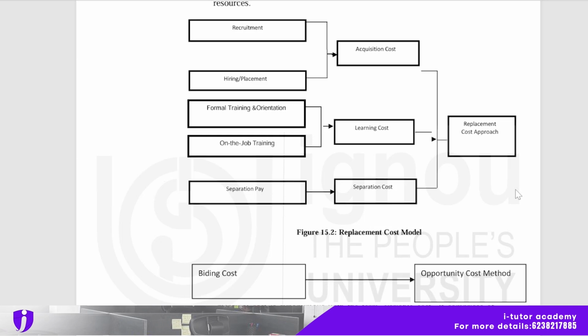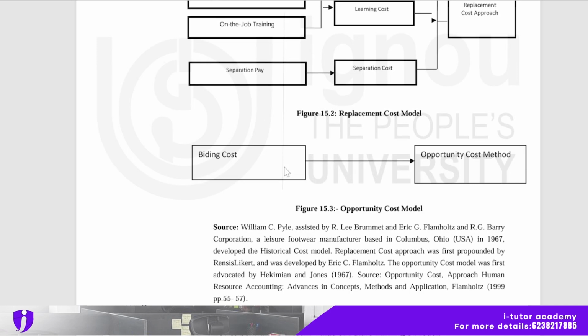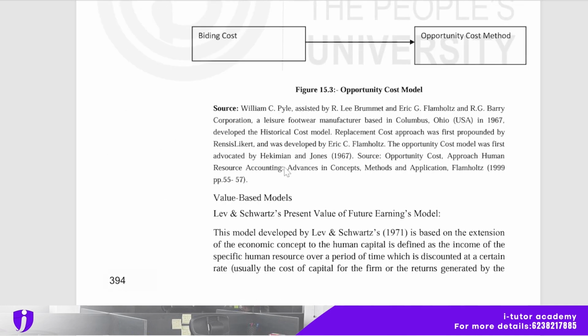So here is the chart for the replacement cost model. The replacement cost approach is again divided into three: acquisition cost, learning cost, and separation cost. Please verify this chart, it will help your understanding. And the opportunity cost method is by bidding cost, also the opportunity cost model.